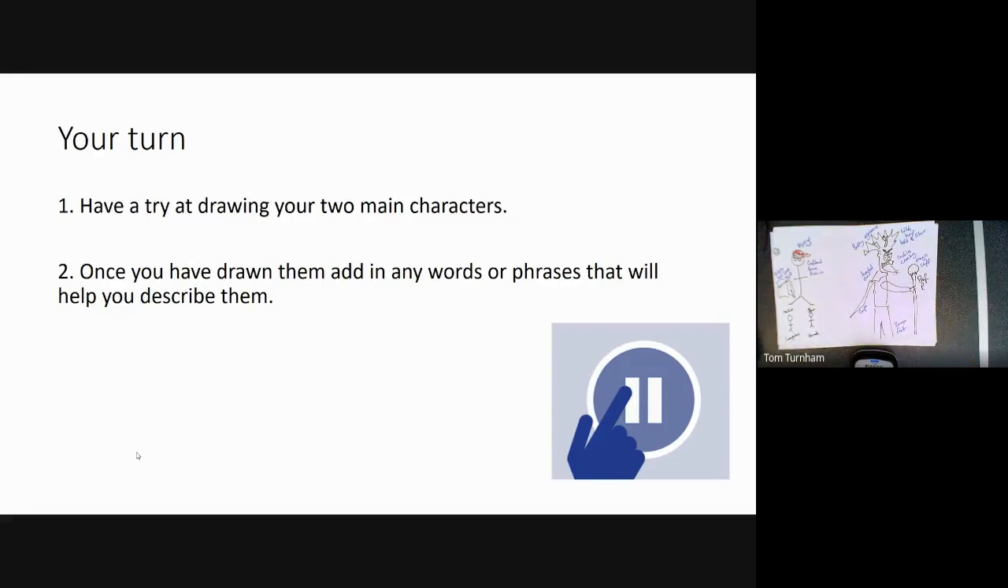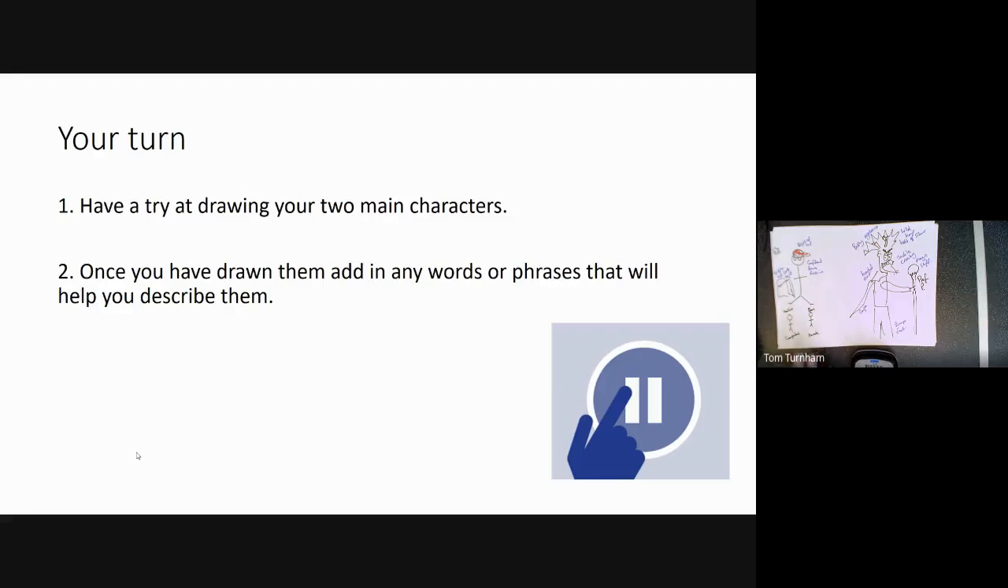What I'd like you to do is to pause the video and have a go at drawing out your good and your bad character. Now, if you're in years 2, 3, 4, 5, or 6, then you should be able to do this totally by yourself. You might need some help with the words, but you'll be able to manage this.